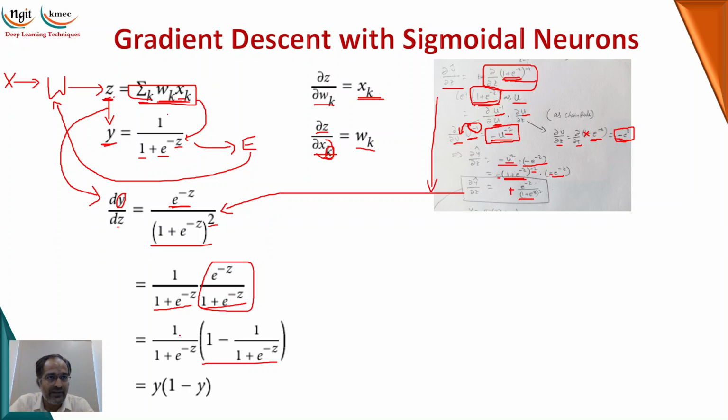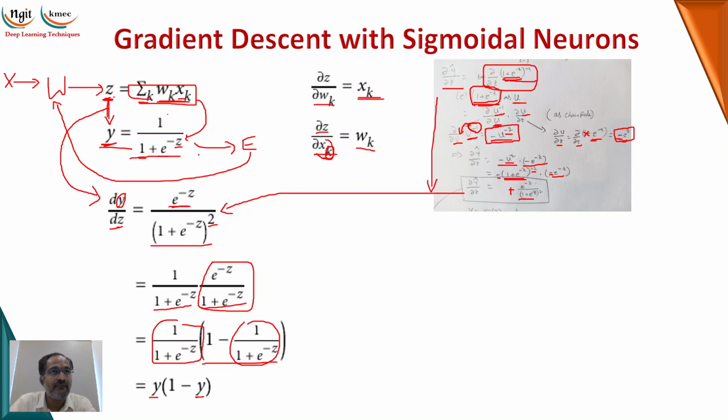Now 1 by (1 plus e^(-z)) is y actually. So y into (1 minus y), since this is also y. In this way, the ∂y/∂z value is y times (1 minus y). This is what we have done, only this part.